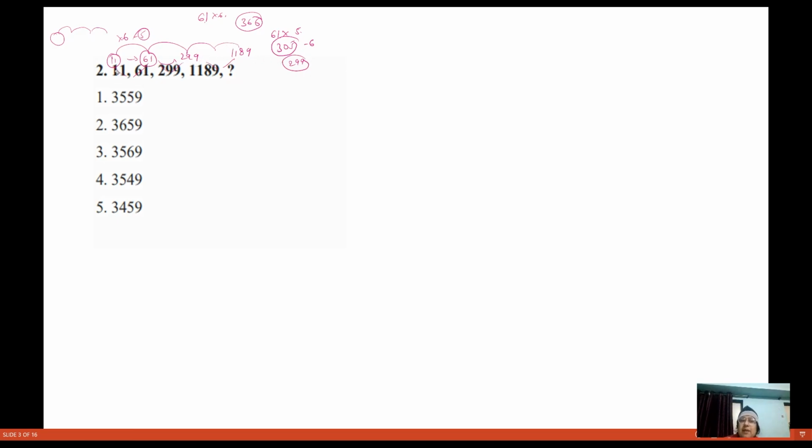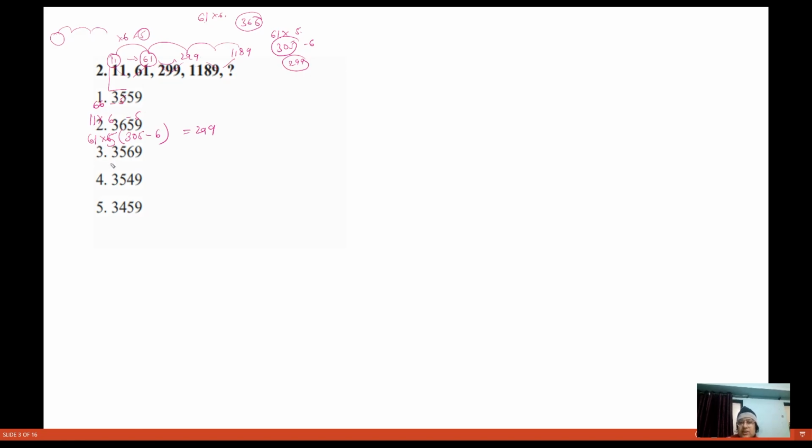So what I am doing, I am just seeing multiplication here because this is increasing very rapidly. So 11 into 6 I did, and then I put minus 5 here. 61 into 6 was not working for me. So I put 5 here, so this becomes 305, and then minus 6 I did here, so I got 299. So here I got 66 minus 5.